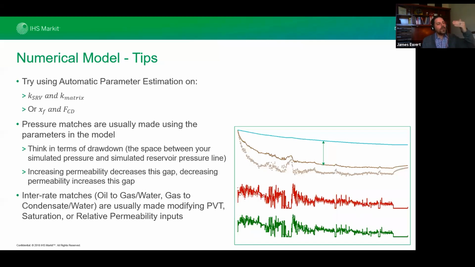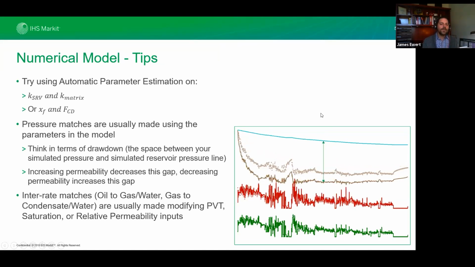So as you're going through using models to get a match, the software will try to solve it for you if you so choose, but you can go through sensibly just thinking about it in terms of drawdown and volume to try to get a match. And so I do it manually just because I actually find it easier than using the automated tools in Harmony.